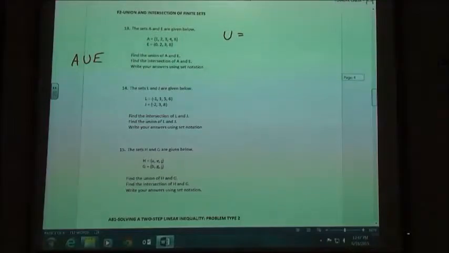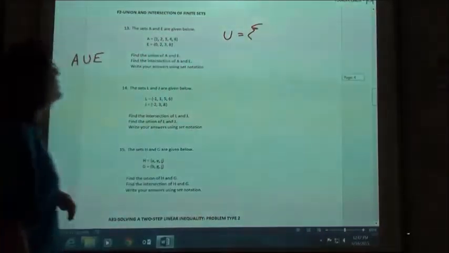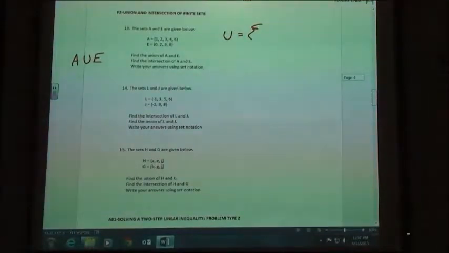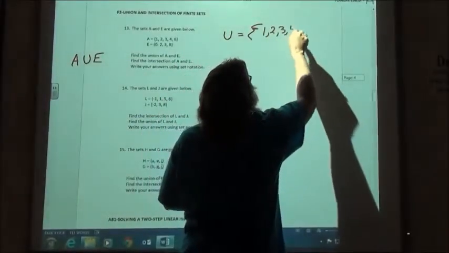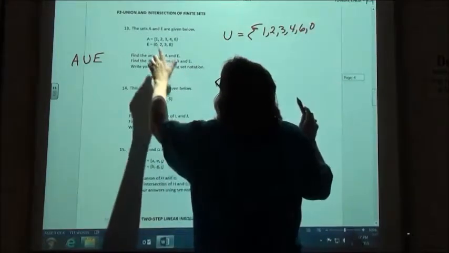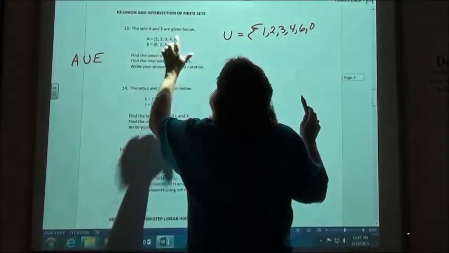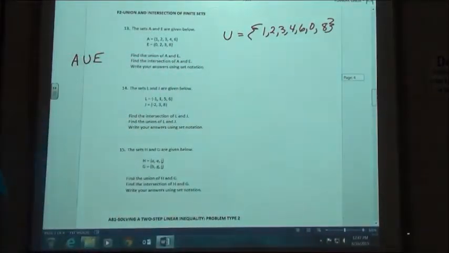So my union, I'm just going to make all of my numbers in one big long set. You don't have to put them in order unless you really want to put them in order. Normally I would just start and say, okay, 1, 2, 3, 4, and 6 are in my first set. I need to add a 0. I've already got the 2, I've already got the 3, but I need to add the 8. And now I've got all my numbers in there.